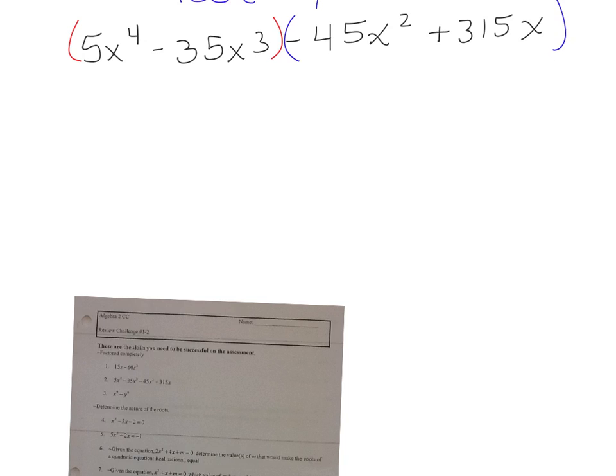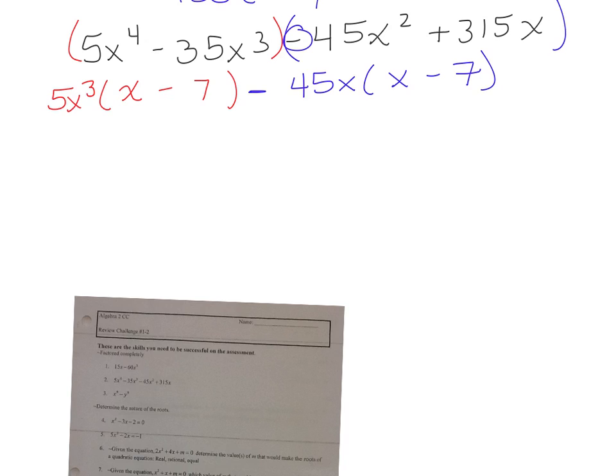So now we're going to do the GCF of the first group. The GCF of the first group would be 5x to the third. And then what's left is x minus 7. There's a negative here, so I put that on the outside. The GCF is 45x times x minus 7. Okay, so now my factors are 5x to the third minus 45x times x minus 7.